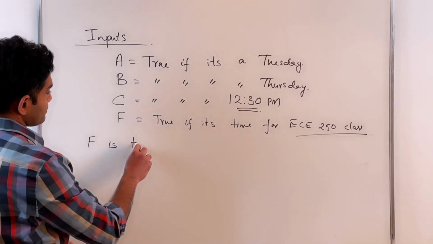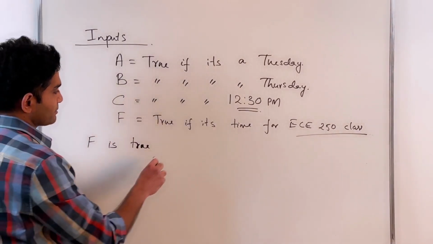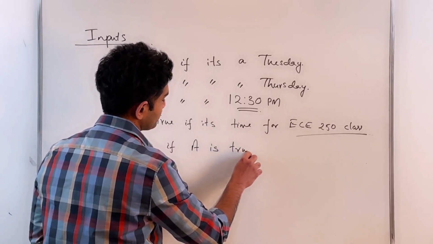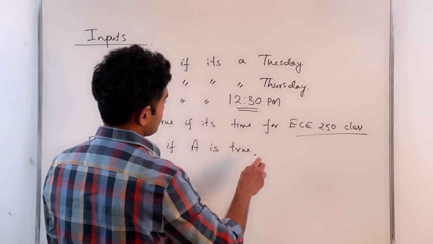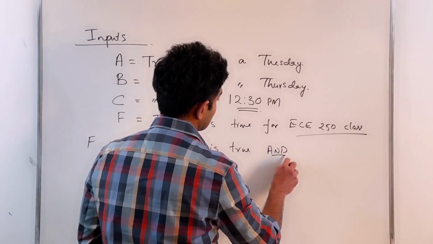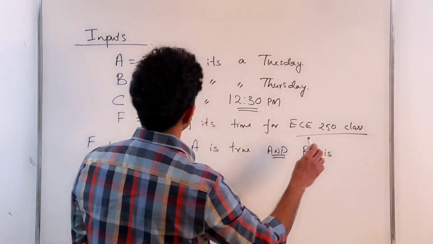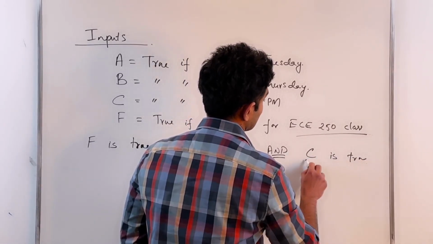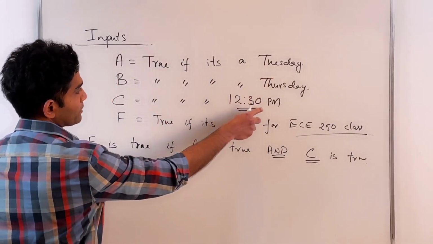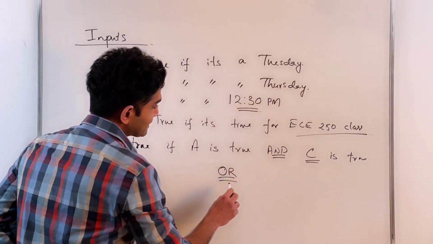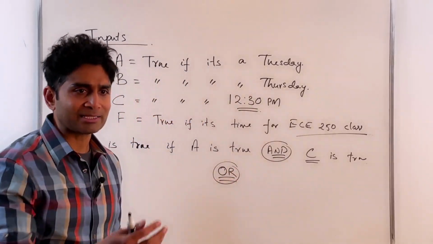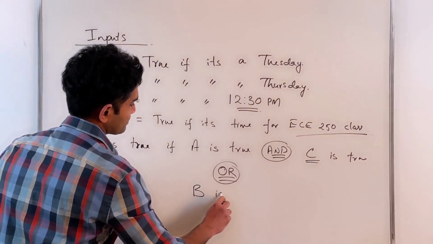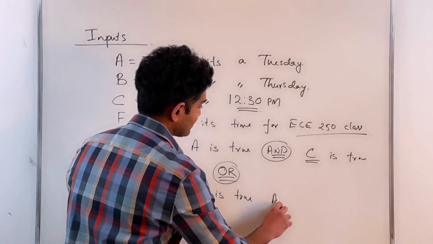Now, it's time to go to the class if A is true, and, let me put it this way, if A is true and C is true. That means if it's Tuesday and it's 12:30 p.m. Or the other possibility, every time you see 'and' or 'or', you can associate that with the logical operations, right? Or B is true and C is true.